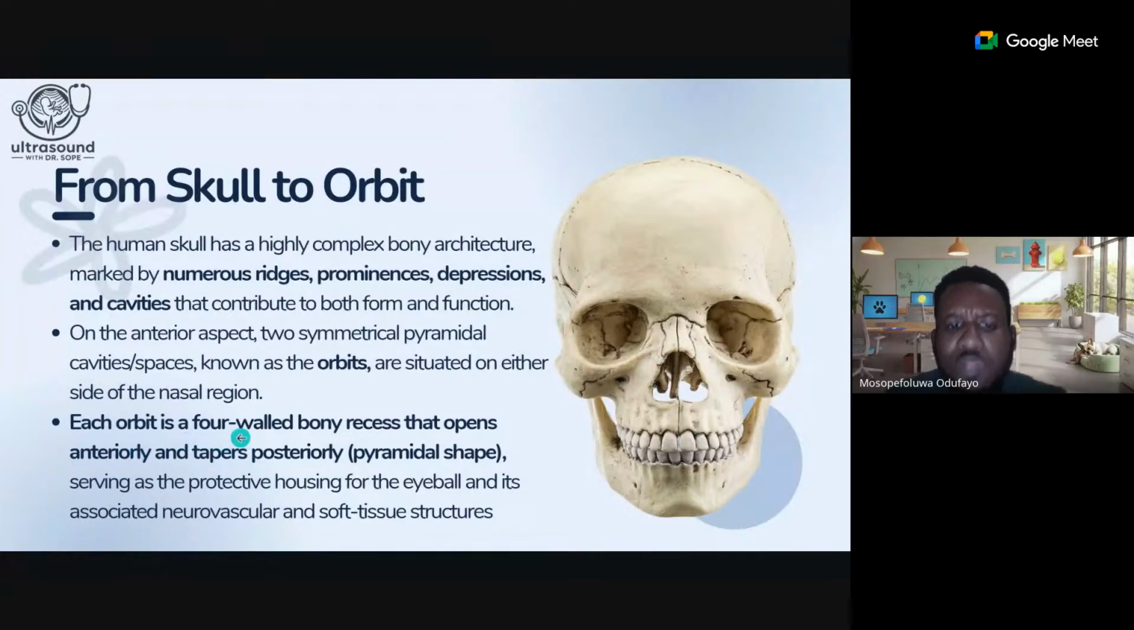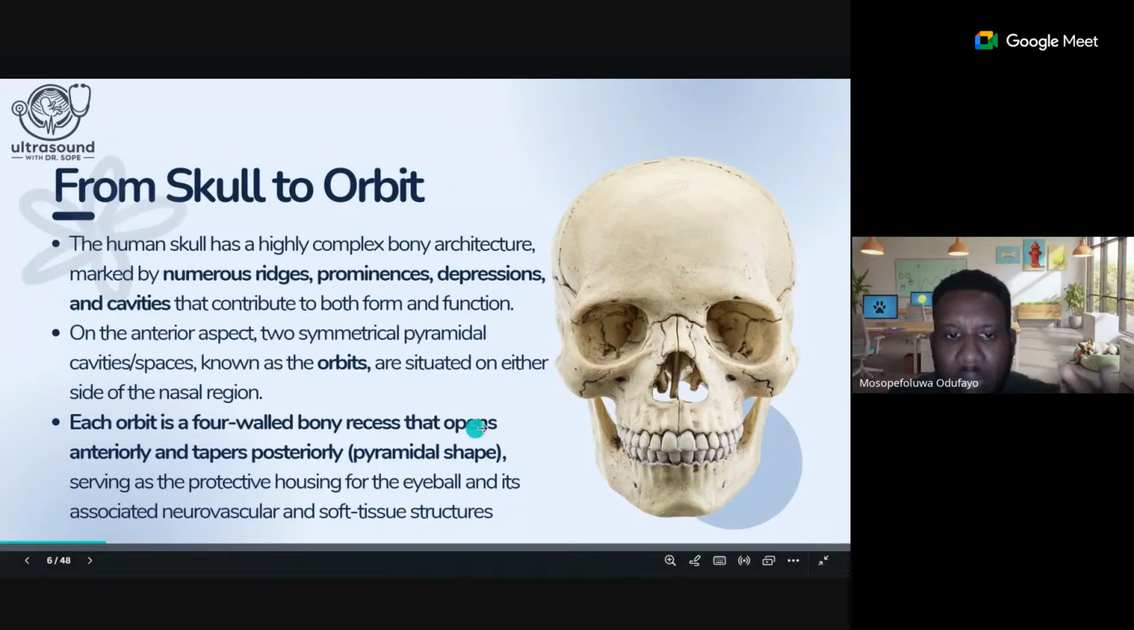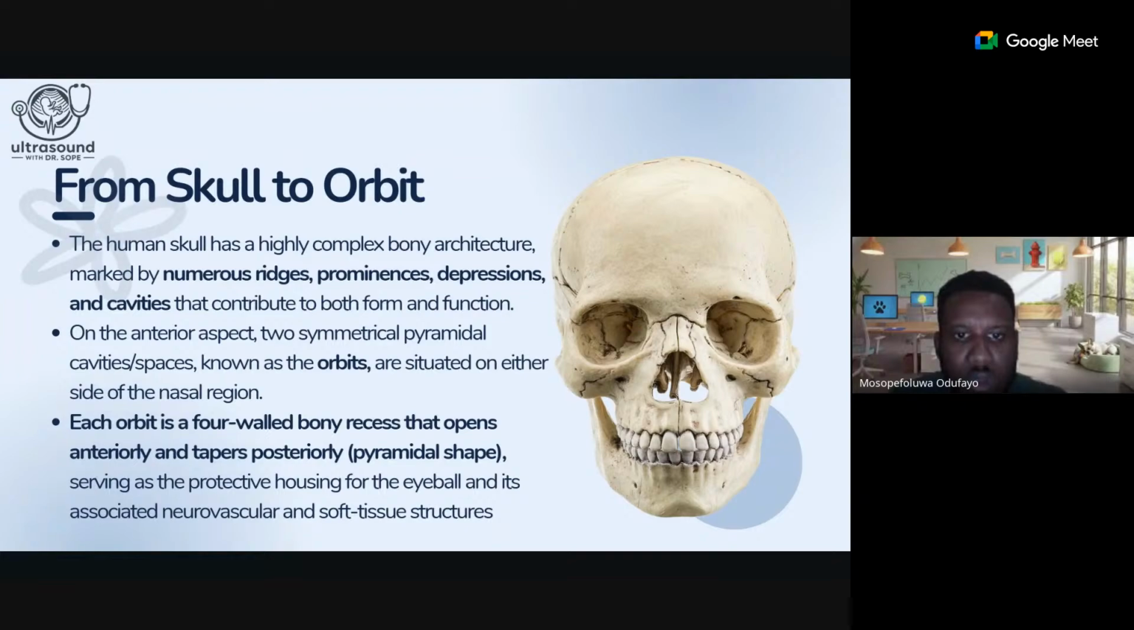Each orbit is a four-walled bony recess. That means it contains four walls. I didn't say it contains four bones. It contains four walls that open anteriorly, as you can see here, and taper like a cone posteriorly. So that gives it a pyramidal shape. Therefore, if we're going to draw what the orbit looks like on the lateral view, it's going to be something like this, tapering at this end, and then anteriorly it just opens up. Is that okay?